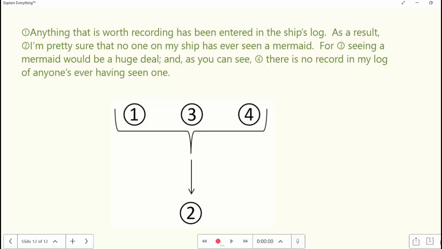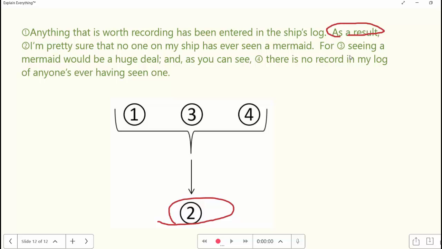Then we find ourselves with a conclusion indicator. So as a result, I'm pretty sure that no one on my ship has ever seen a mermaid. So because of 1, and then for some other reasons, we're going to get to 2 being the conclusion. So that's why 2 is at the bottom here. The truth is flowing from these other reasons to 2. All right, so all things that are worth recording are things that have been entered into the ship's log. That's what 1 tells us.